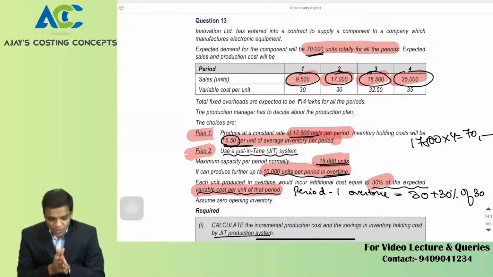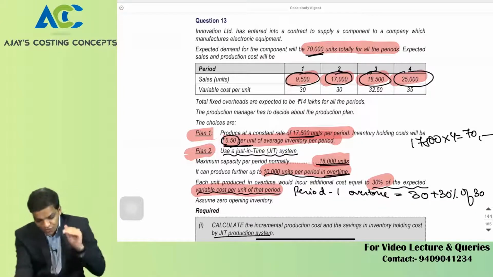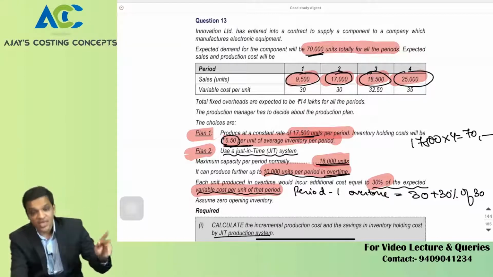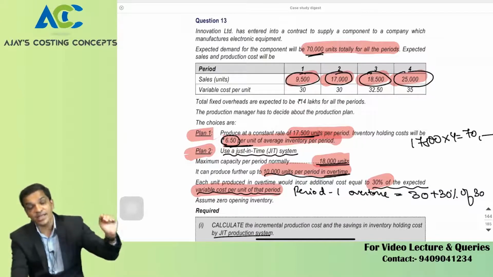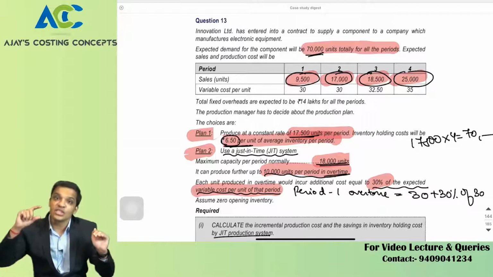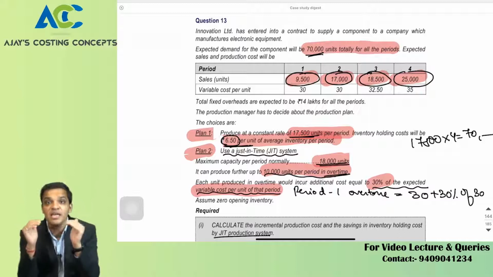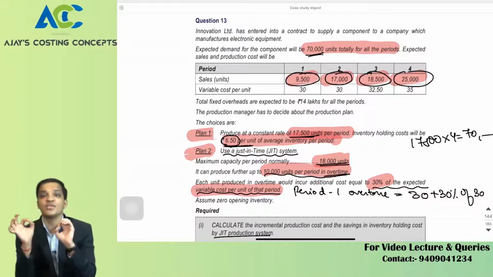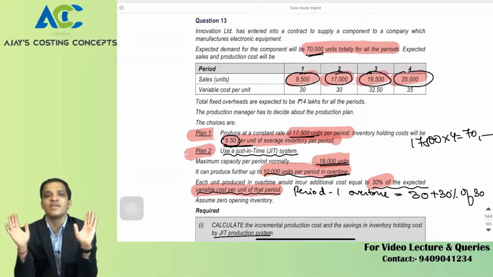But when it comes to plan 2, just in time, you will produce as and when required. So the first period requirement is 9,500, that is 9,500 into 30. Second period, 17,000 into 30. Third period, 18,500 into 32.5. So the variable cost in plan 1, I repeat, concentrate, for the third period would be 17,500 into 32.5, because standard production is 17,500.